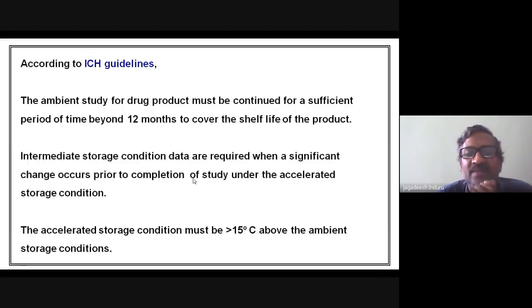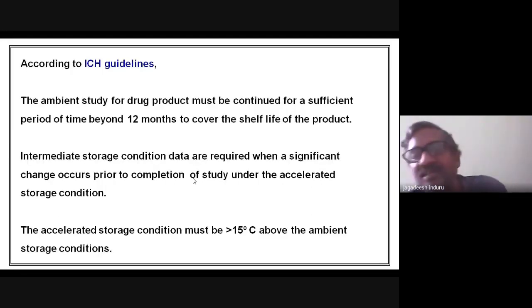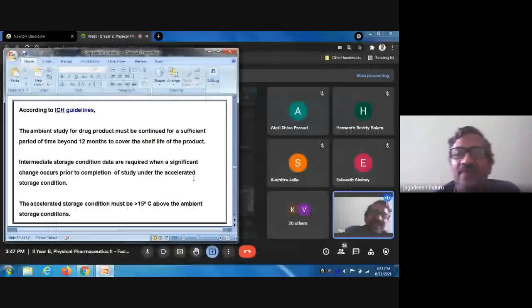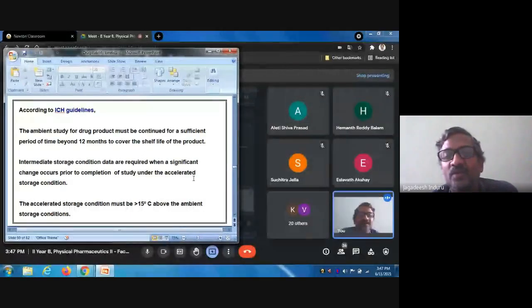The accelerated condition storage must be greater than 15 degrees centigrade above the ambient storage conditions. Most of the time, that is the recommendation. It will be greater than 15 for the accelerated condition. Then only is it called an accelerated or exaggerated condition. It means if you are storing your product at 5 degrees, you are going to have an accelerated temperature greater than 5 plus 15, meaning 20. This is actually what is recommended.